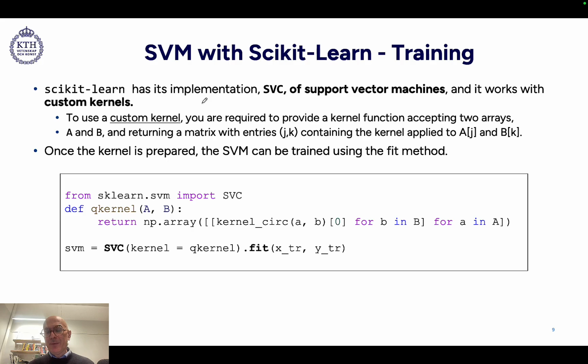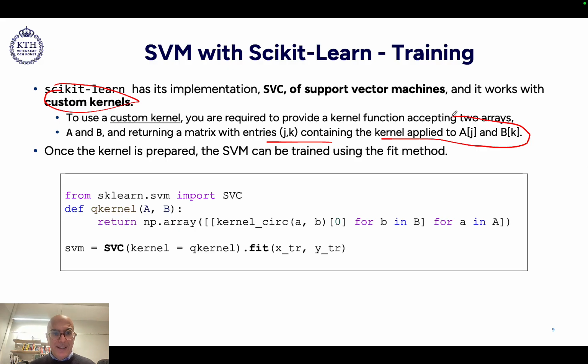So now we've got to combine the training part with the quantum kernel we had defined using Pennylane. Scikit-learn has its own implementation of support vector machine that takes as input a custom kernel. This custom kernel will be our quantum feature map circuit. So to use a custom kernel, we are required to provide a kernel function accepting two arrays A and B and returning a matrix JK containing the kernel applied to AJ and BK. Once the kernel is prepared, the SVM can be trained using the fit method.